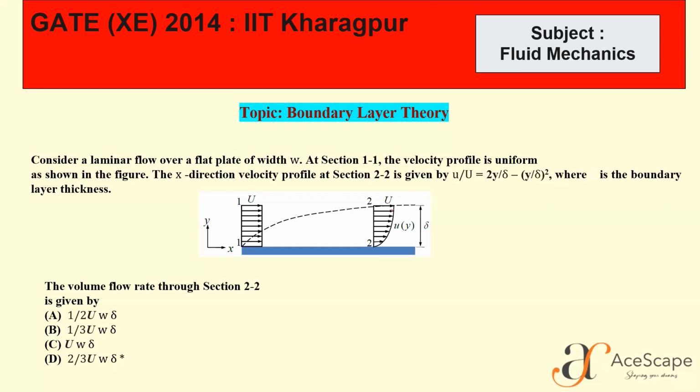So it is asking what is the volume flow rate through section 2 by 2, and W is nothing but the width of the section, like the width of this boundary layer. So it is asking for volume flow rate, and for that we know that volume flow rate is denoted by Q.